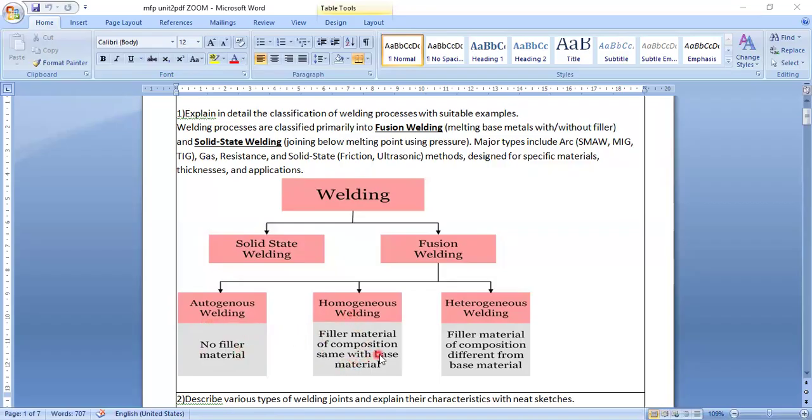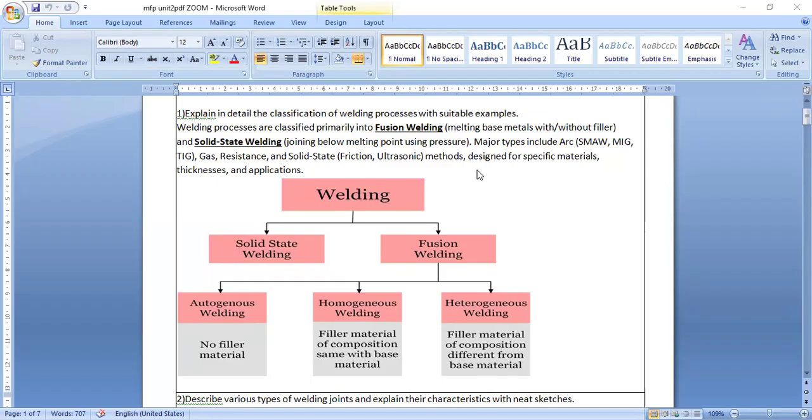In homogeneous welding, the filler material has the same composition as the base material. The base material, the workpiece, is the same, like iron, so iron is used as filler. In heterogeneous welding, the filler material has a composition different from the base metal. So the workpiece is one type of material and the filler material is a different type. This can also be used in welding.